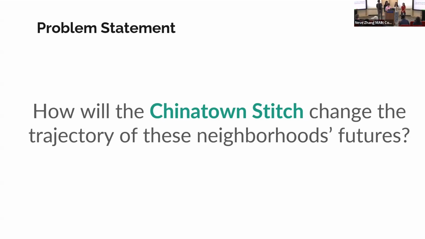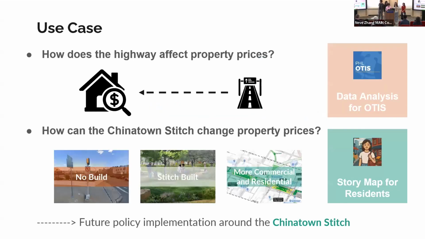So this is why OTIS brought this project to us, to investigate the question: how will the Chinatown Stitch change the trajectory of this neighborhood's future? We are tasked to explore how the Chinatown Stitch will change property prices in the surrounding neighborhoods under 3 hypothetical futures. And we also compile this information into a public-facing, data-driven story map to inform the current residents.